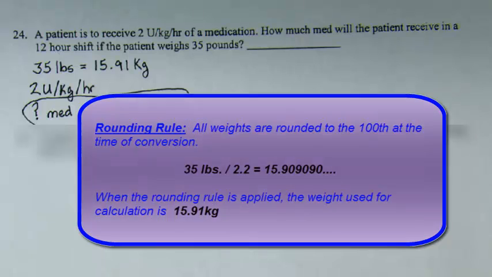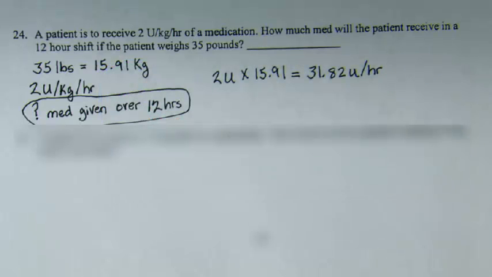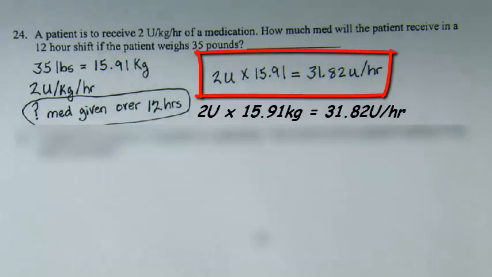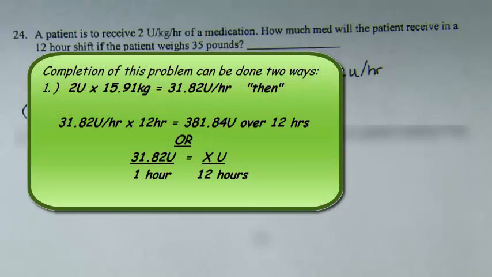15.91 kilograms. In the toolbox is the weight with conversion, the order for 2 units per kilogram per hour, and the question, how much medication will be given specific to this patient in a 12-hour period. According to the order of 2 units multiplied by 15.91 kilograms equals 31.82 units per hour. This is specific now to this patient.